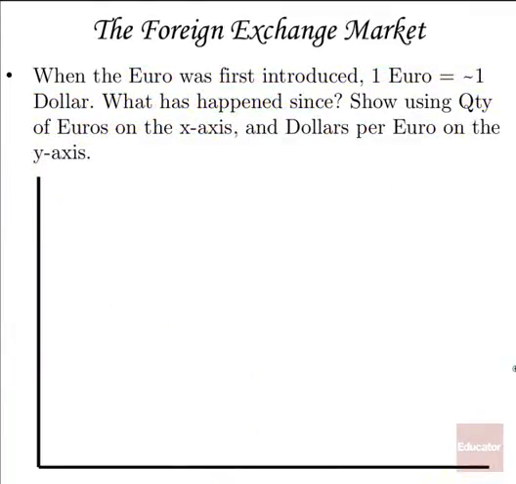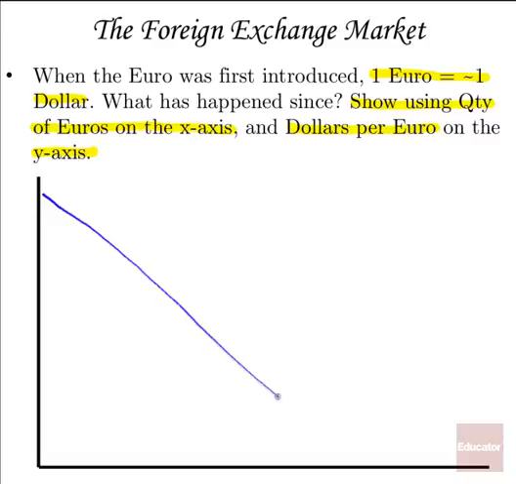So this is the exact same question, except now I'm asking something from the perspective of the euro here. When the euro was first introduced, 1 euro equals approximately $1. So what has happened since? Show using quantity of euros on the x-axis and now dollars per euro on the y-axis. Now instead of euros per dollar, now you're measuring on the x-axis euros. So now you're dealing with dollars per euro. So how does that look here?